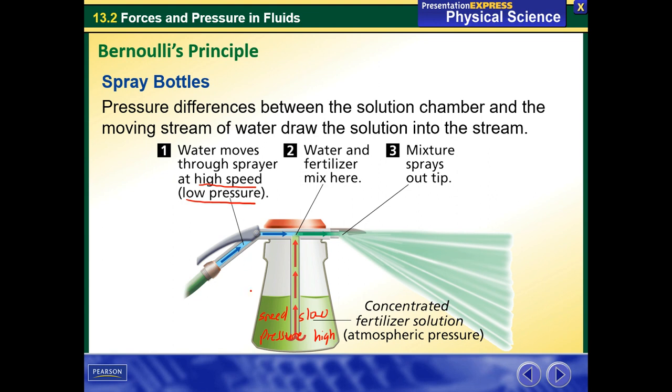Again, notice I have a pressure difference. This difference in pressure, remember pressure wants to go from high to low. It's going to draw the fluid up the spout where it mixes with water and then sprays out.